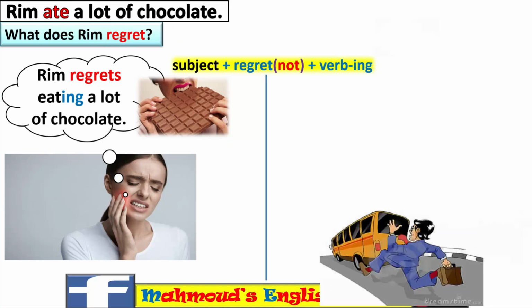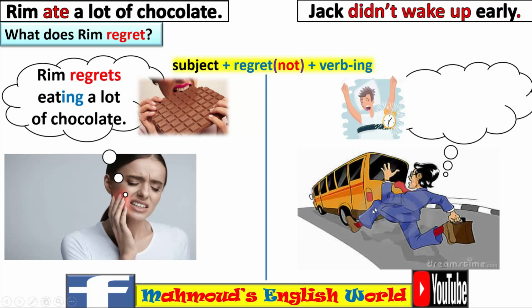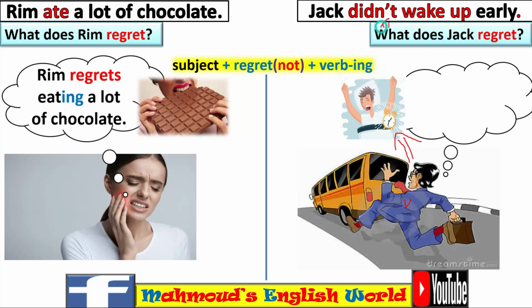Okay, so let's have another example for more understanding. What do we have here? What is the problem of this man, Jack? Yes, he missed the bus. Why? Because in the past, in the morning, he didn't wake up early, and now he regrets it. Okay? The question I have, what does Jack regret from this sentence here? What does he regret?